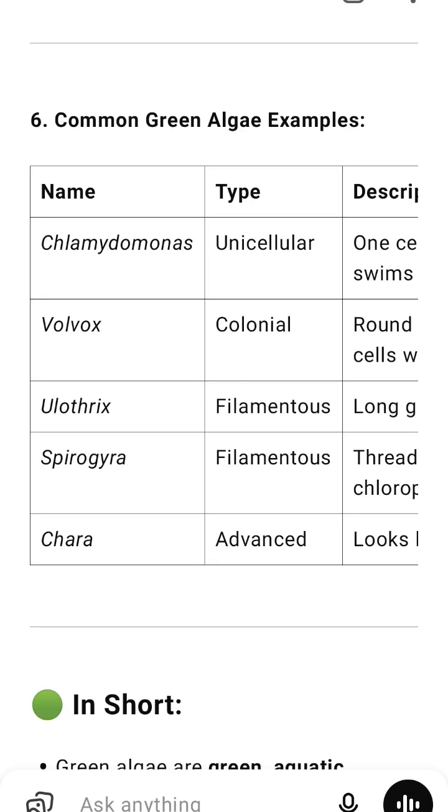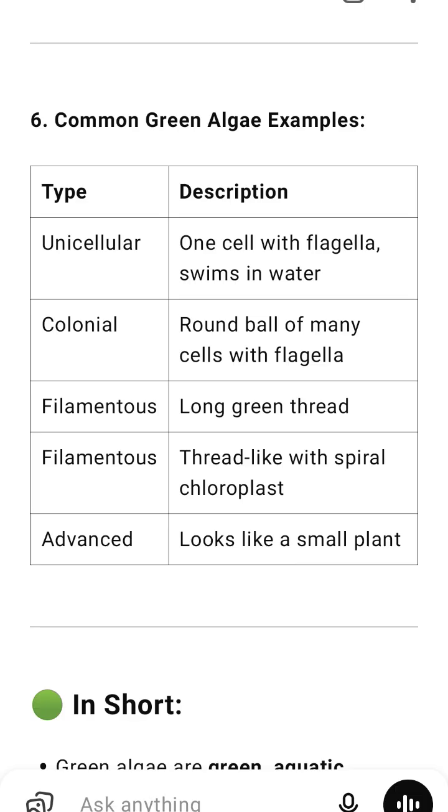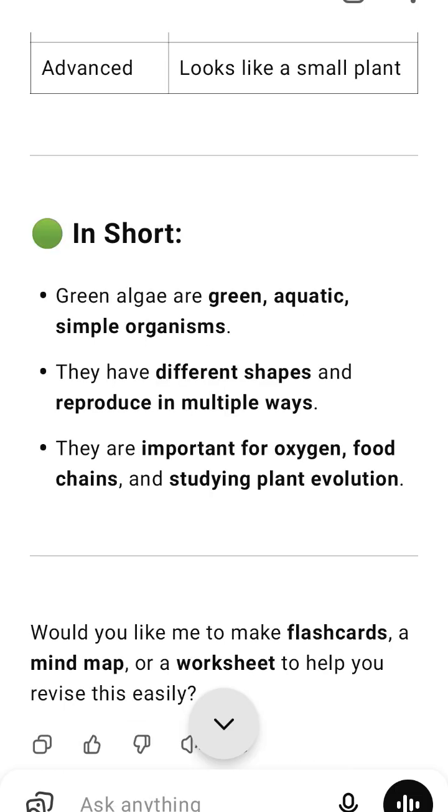In short, green algae are green, aquatic, simple organisms. They have different shapes and reproduce in multiple ways. They are important for oxygen, food chains, and studying plant evolution. Would you like me to make flashcards, a mind map, or a worksheet to help you revise this easily?